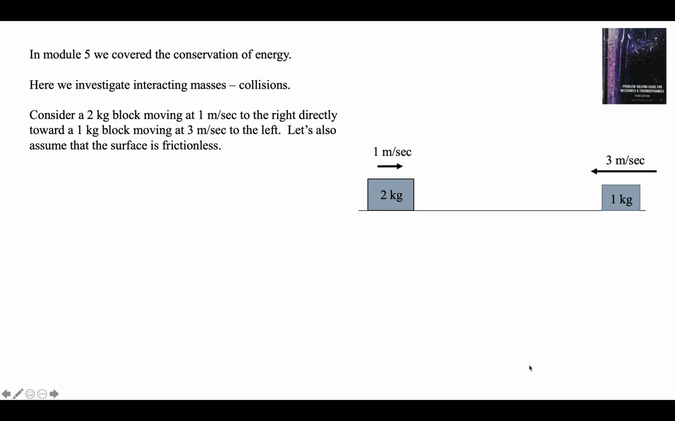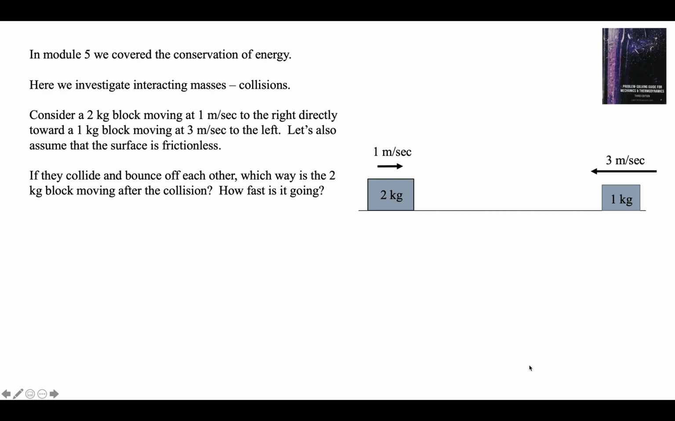So consider a 2 kilogram mass moving to the right at 1 meter per second, and a 1 kilogram mass moving to the left at 3 meters per second, and they're on a collision course. Let's assume that the surface is frictionless just to make things simple. They're going to collide and bounce off each other.